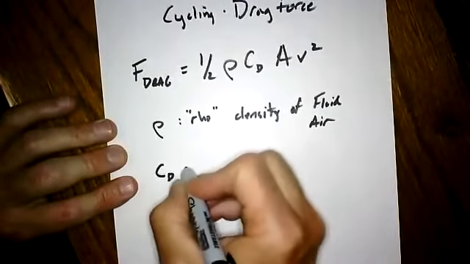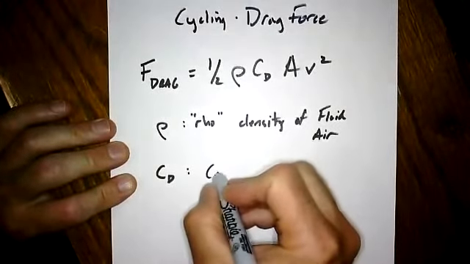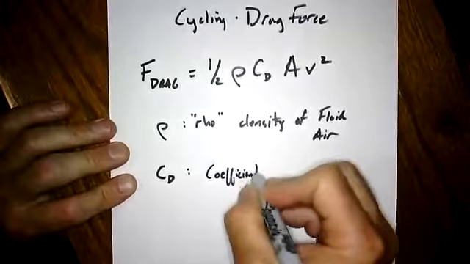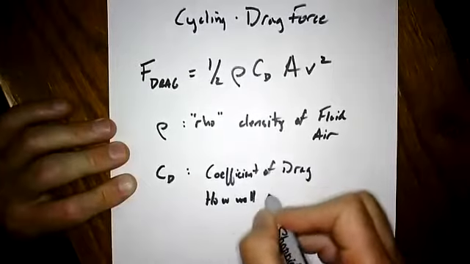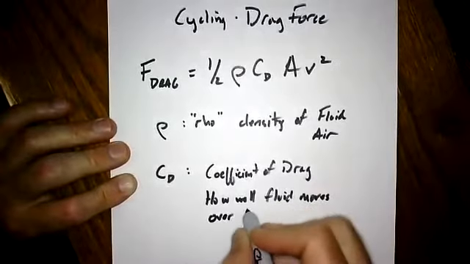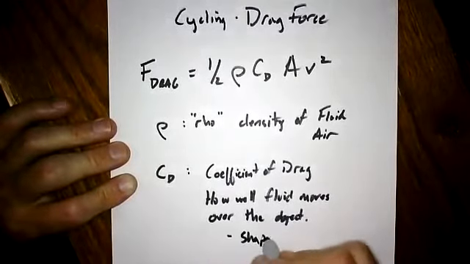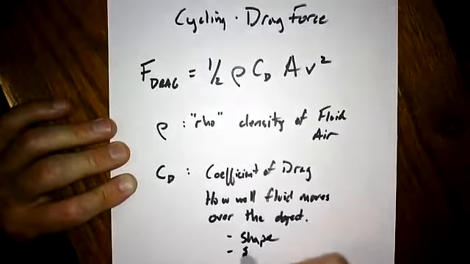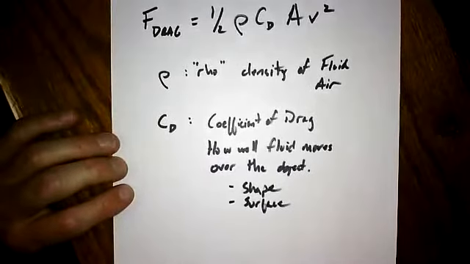CD is that parameter that tells us how well the fluid moves over the object. Coefficient of drag, how well fluid moves over the object. This is due to the shape, due to the surface characteristics, due to the fluid characteristics, how it interacts with the surface, but these are two big things that we need to deal with.